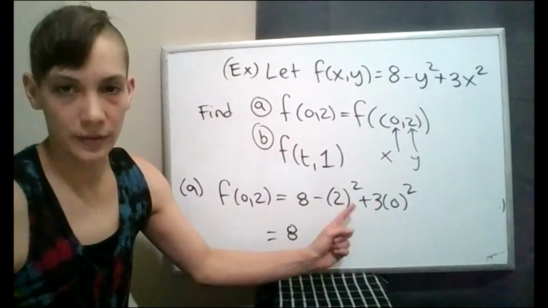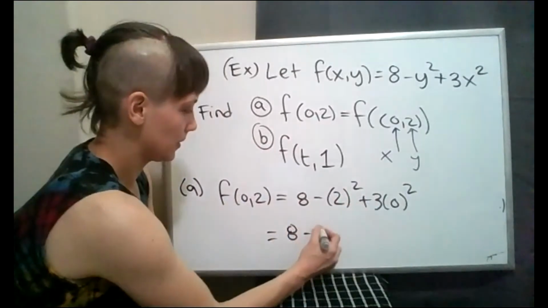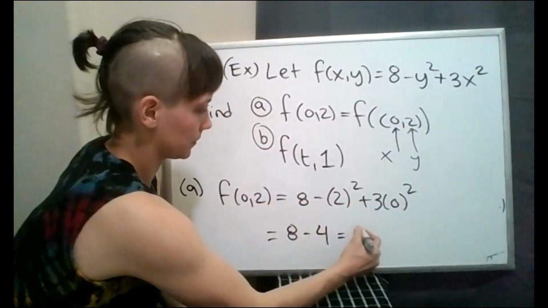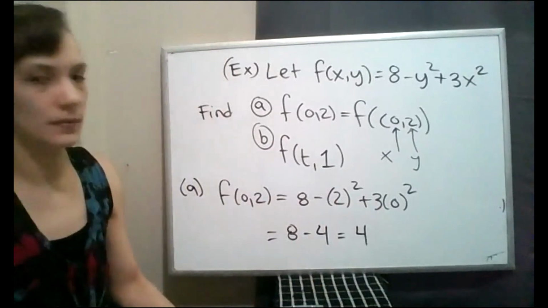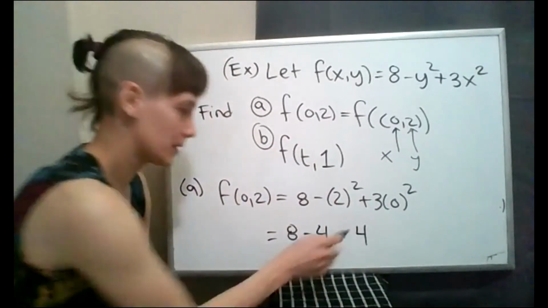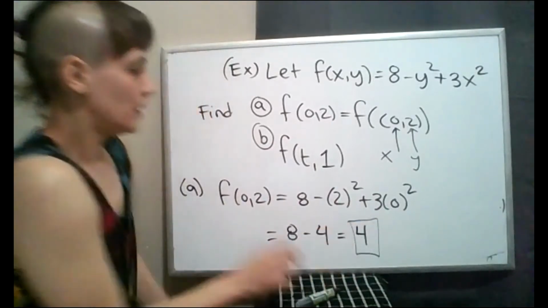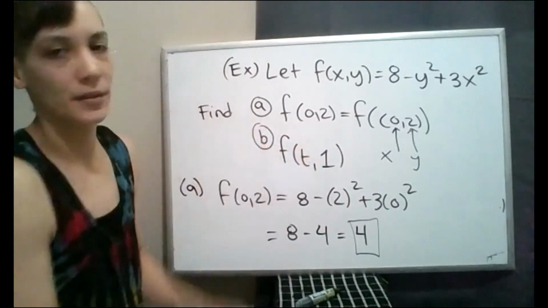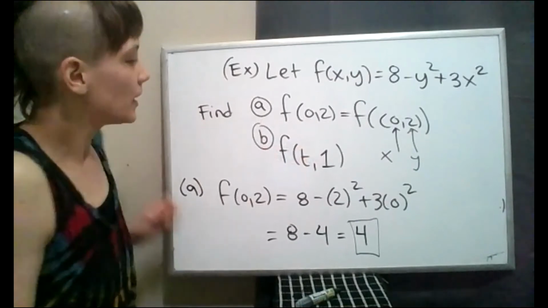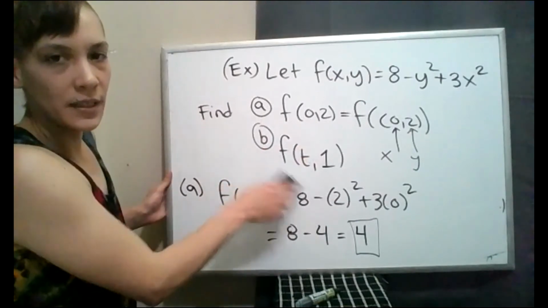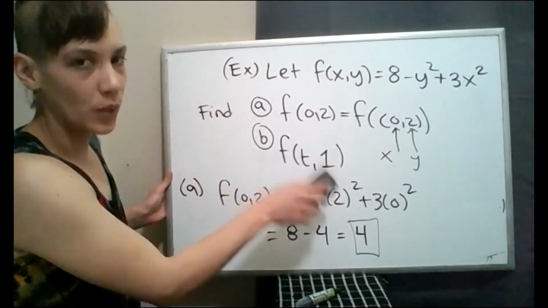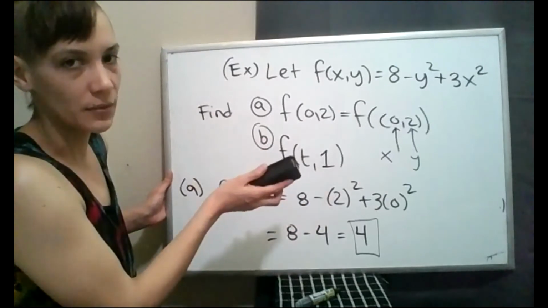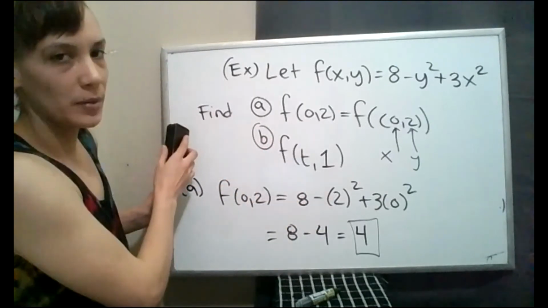Okay, 8 minus 4 plus 0. So this function f sends (0, 2) to an output of 4. Nothing super special, but this is a little more interesting. You're putting t in for x and 1 in for y, and just simplify what's left over, which will probably be some kind of function.